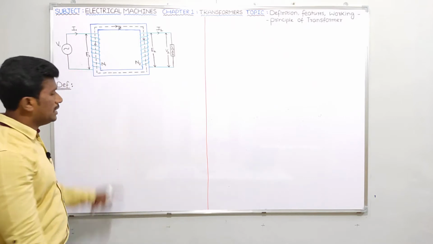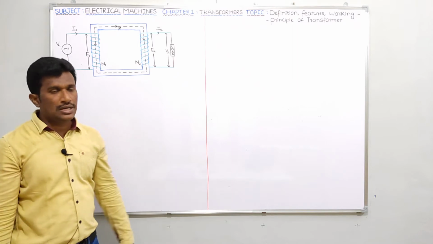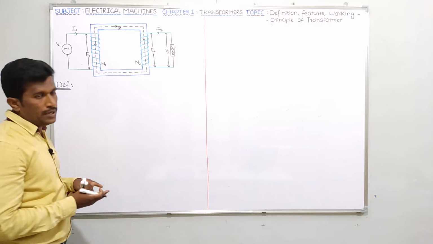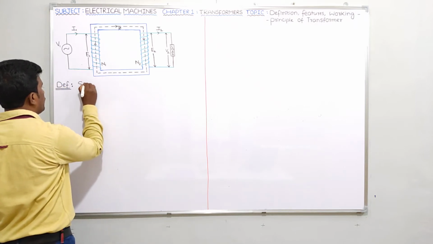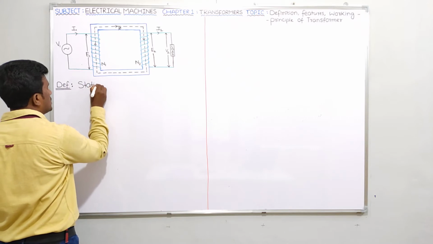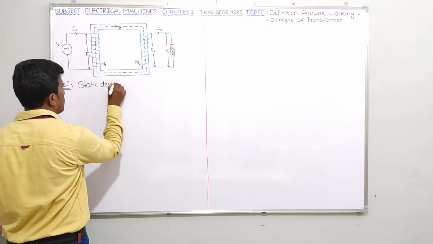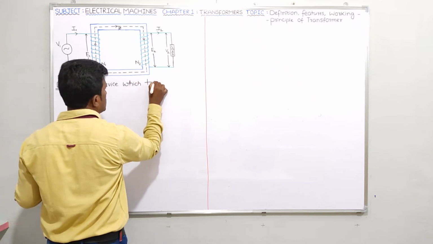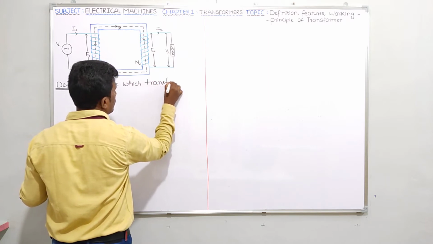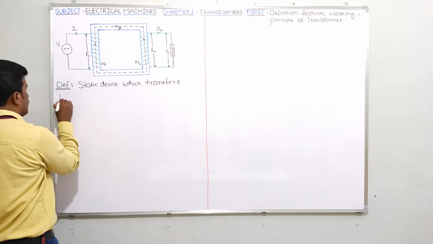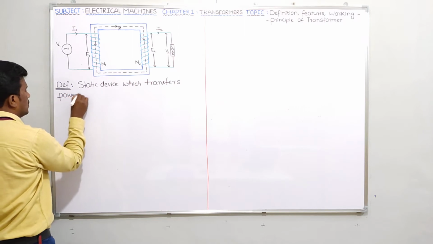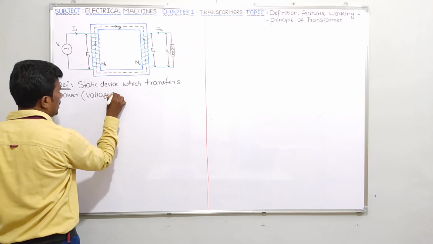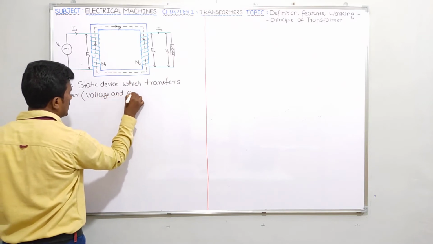Okay, so first of all let me write a definition of whatever I just told, on the board. You can also write it in your notebook. So definition: a transformer is a static device which transfers power. I can write in bracket, voltage and current. It transfers both voltage and current.